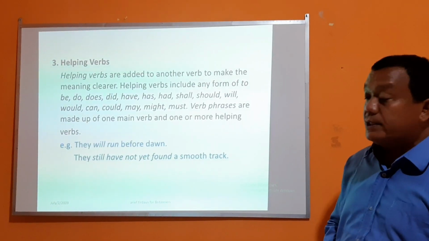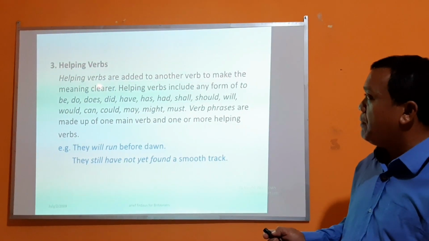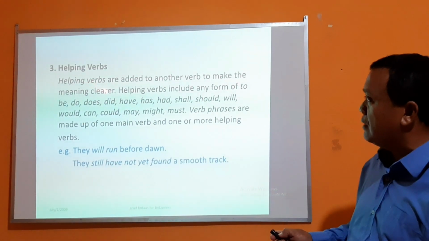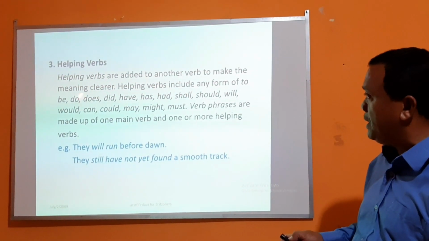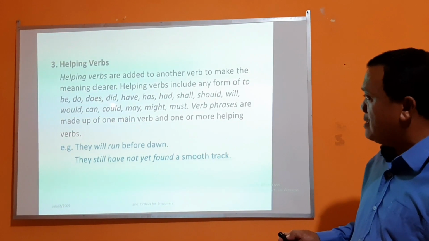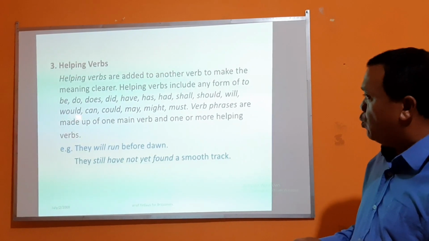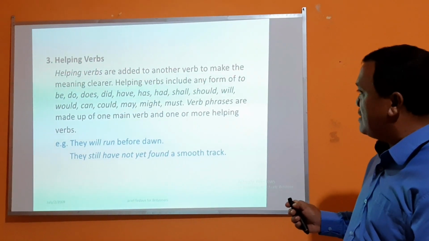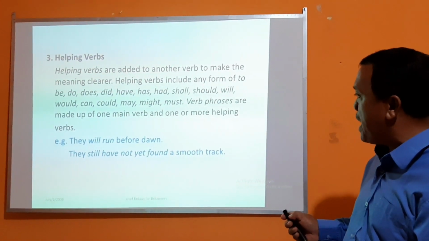Well, now let's continue to number 3, helping verbs. Helping verbs are added to another verb to make the meaning clearer. Helping verbs include any form of to be, do, does, did, have, has, had, shall, should, will, would, can, could, may, might, must. Verb phrases are made up of one main verb and one or more helping verbs.